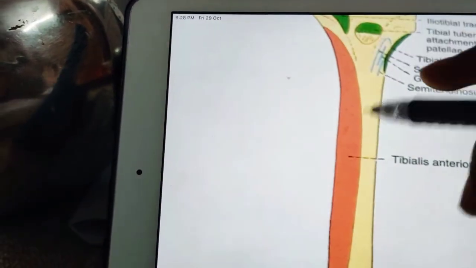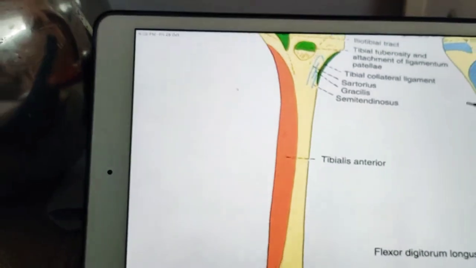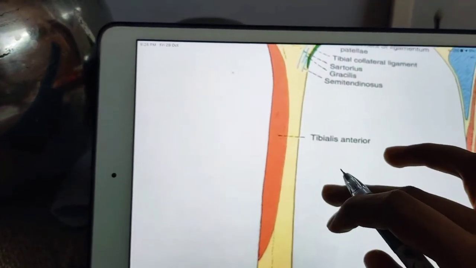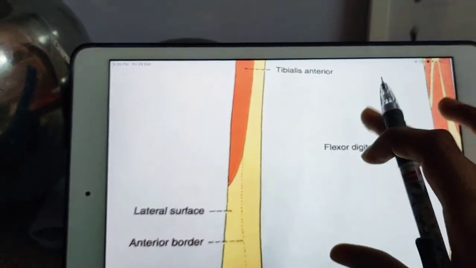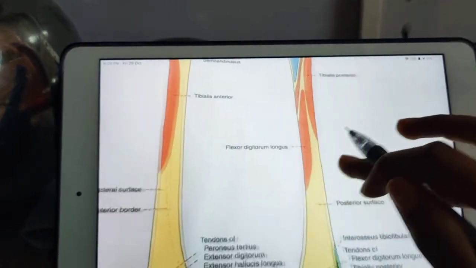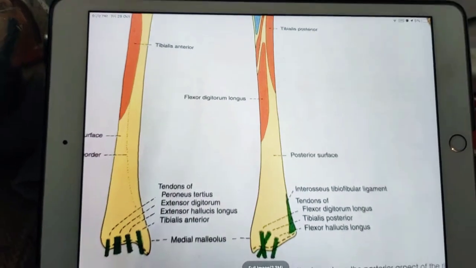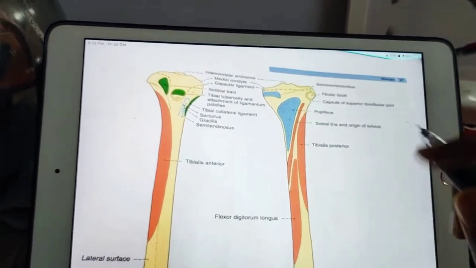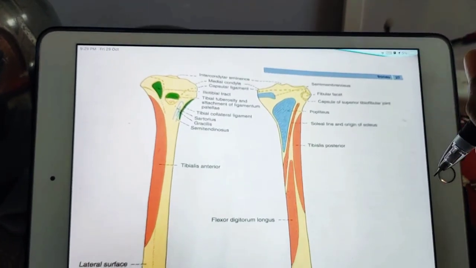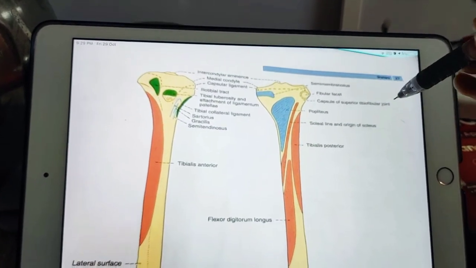Next, the anterior border of tibia. Here comes the anterior border. The anterior border of tibia gives attachment to deep fascia of leg and its lower part to superior extensor retinaculum. And next, coming to the rough upper part of fibular notch, it gives attachment to interosseous tibiofibular ligament.